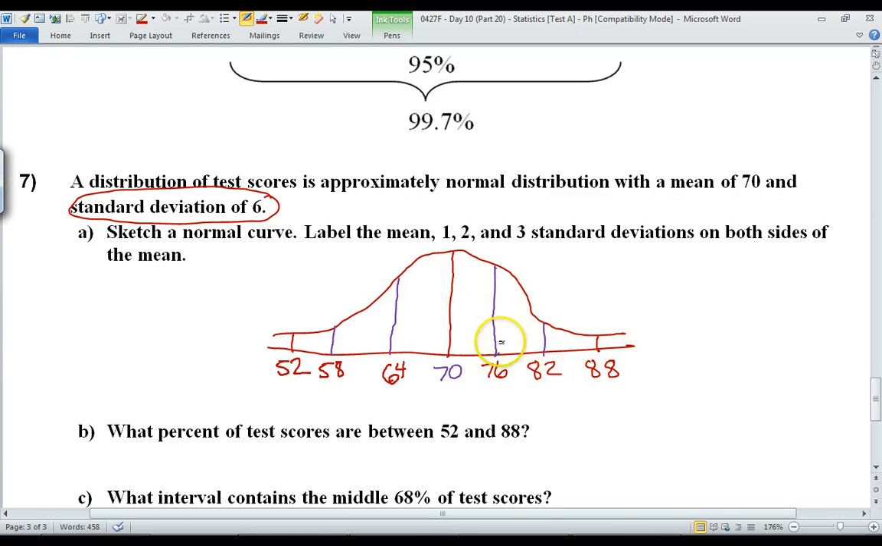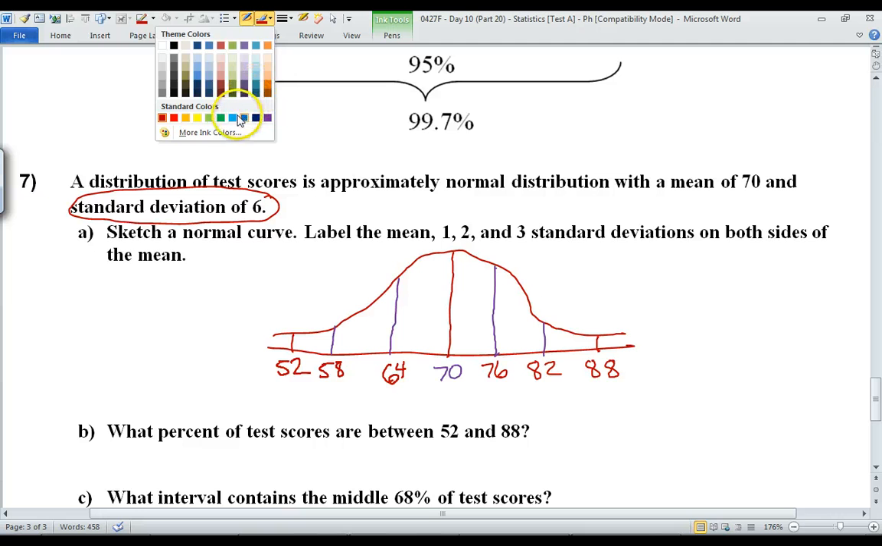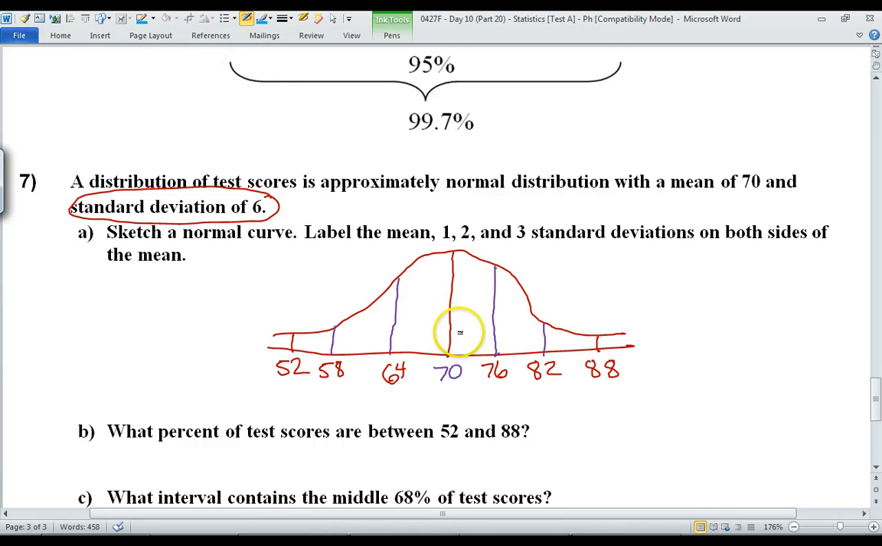Okay. Now, remember the percentages. I like to just put the percentages right in there to help me remember what's going on. So I'm going to do that right now. So remember, this is 34%. What's this one? 13.5. This one, 2.35. And finally, right, 0.15. Right? And it's the same going the other way. 34, 13.5, 2.35, and 0.15.